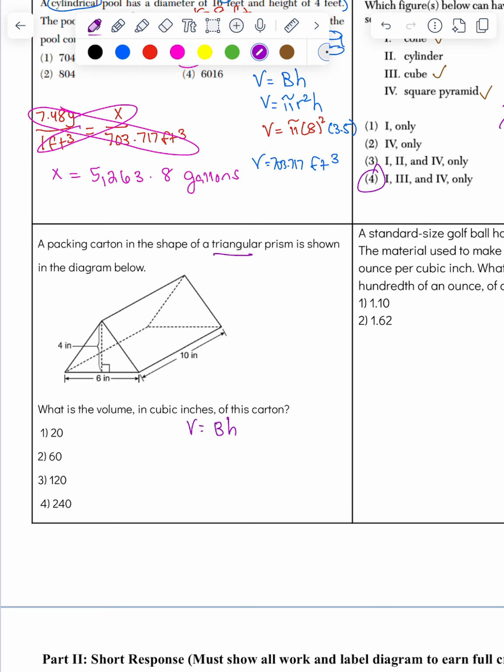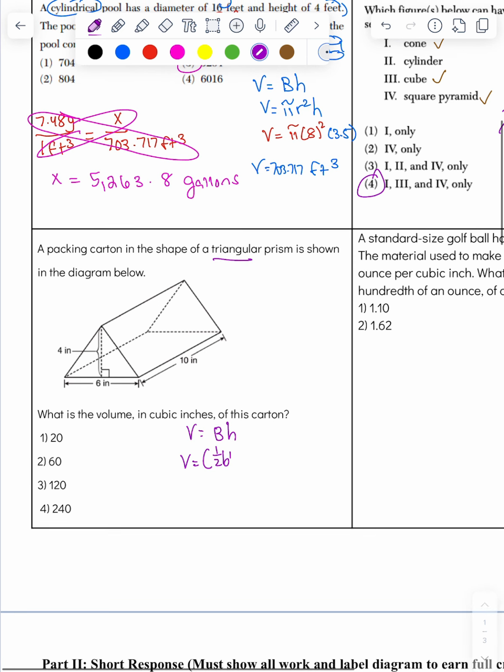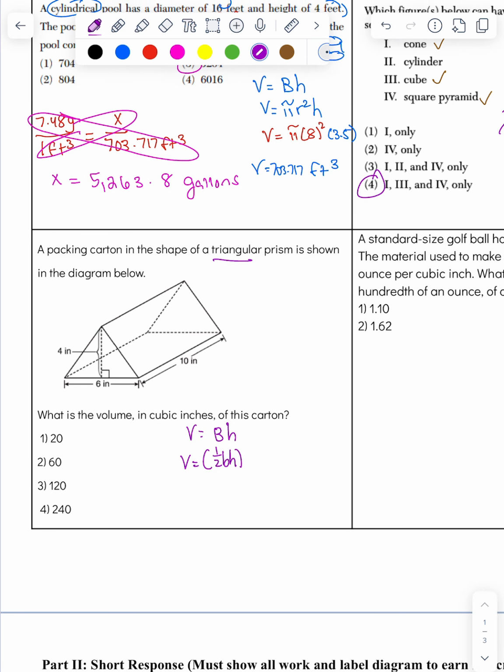So the base is a triangle, so we're going to use the area of a triangle formula for the area of the base. The area of a triangle is 1/2 base times height. And then we still have the height of the entire prism. So first, let's focus on the area of the triangular base, the 1/2 base times height for the triangle.